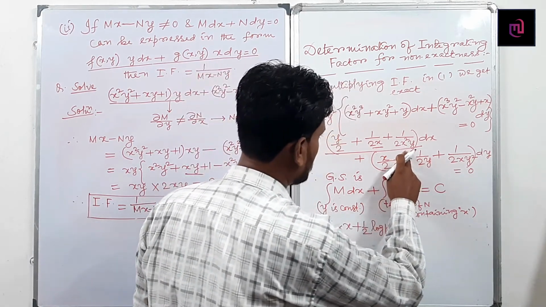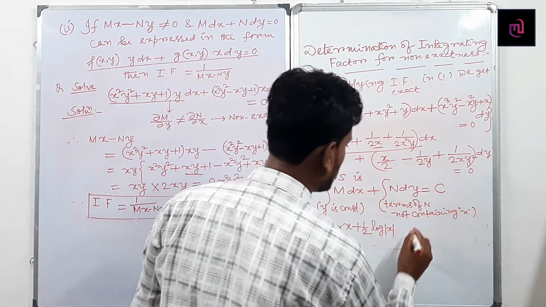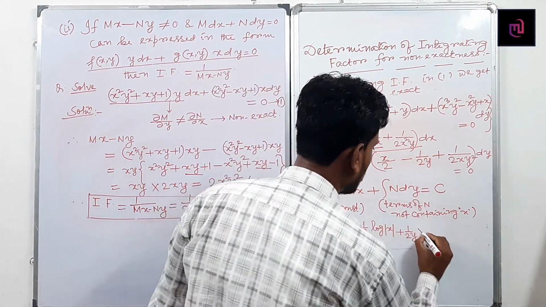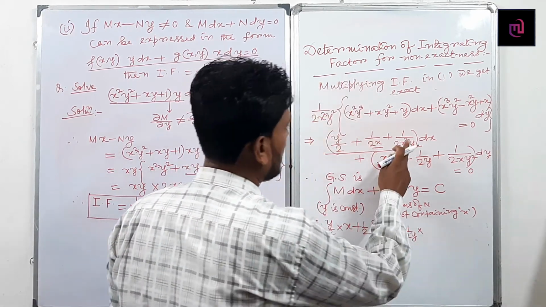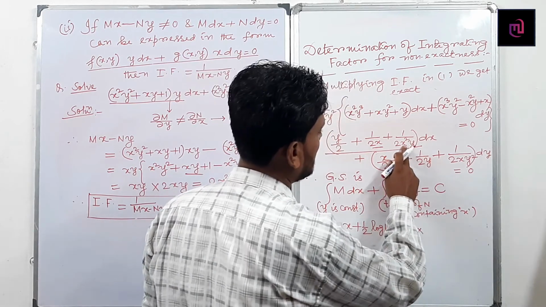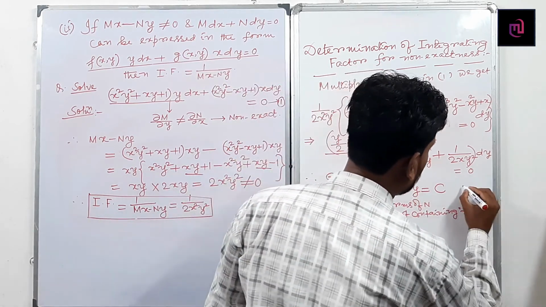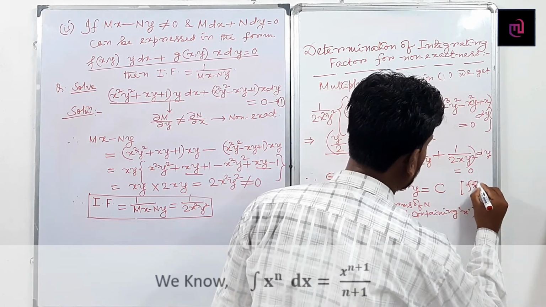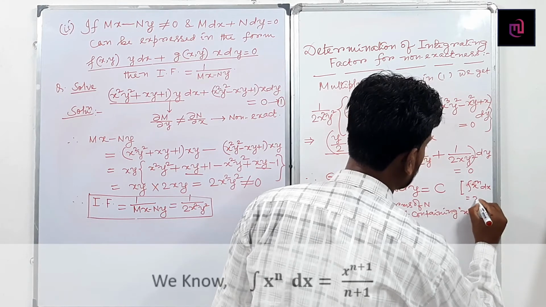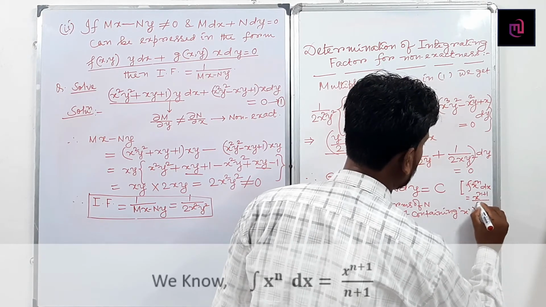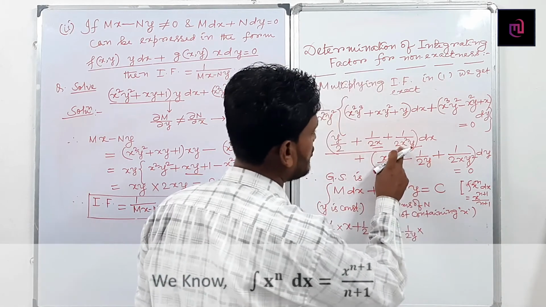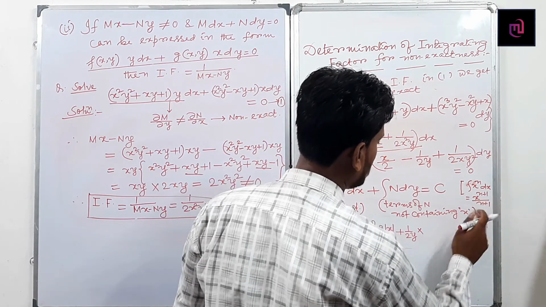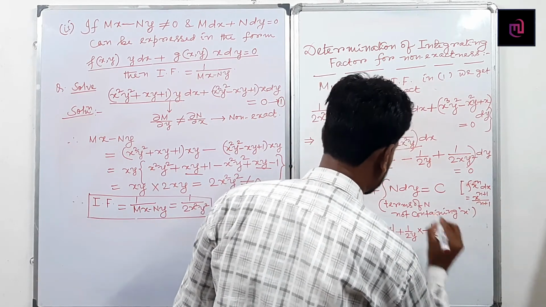Then here y is constant, so plus 1 by 2y into integration of dx by x square. What is the formula? All of you know this: integration of x to the power n dx is x to the power n plus 1 divided by n plus 1. So x to the power minus 2 becomes x to the power minus 2 plus 1, that means minus 1 by x.